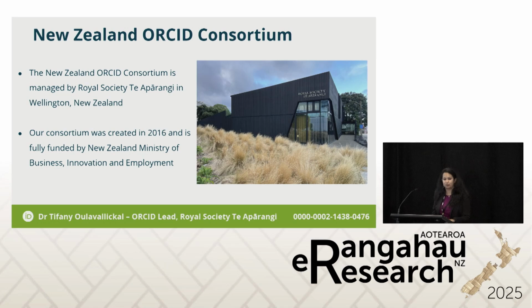In order to support New Zealanders with the adoption of ORCID, Royal Society Te Apārangi launched the New Zealand ORCID Consortium in 2016. It is fully funded by MBIE, and it is there to provide technical support to the consortium members, to help them with ORCID integrations, to help them write ORCID records, and it also manages the New Zealand ORCID Hub, which you might also be familiar with. I'll talk a little bit about it soon.